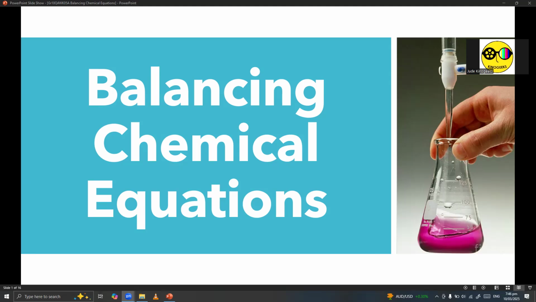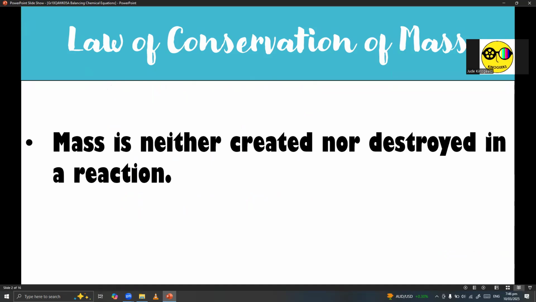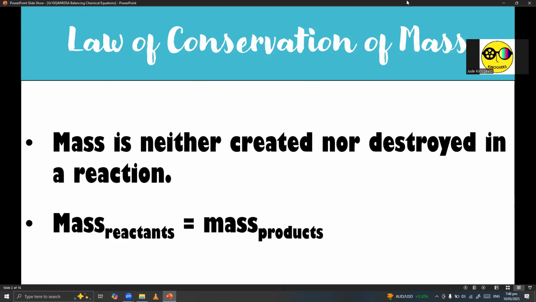So, ano ba yung basis bakit natin pinag-aaralan ang balancing chemical equations? This lesson is attributed to or is in coordination with the law of conservation of mass, wherein mass is neither created nor destroyed in a reaction. Okay? And it follows the principle that the mass of the reactants is equivalent to the mass of the products, theoretically.